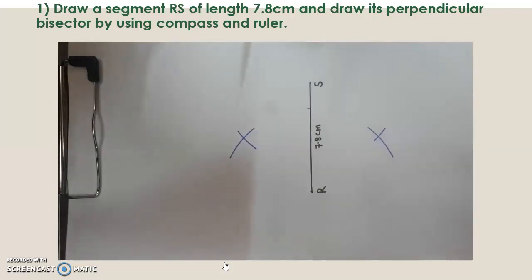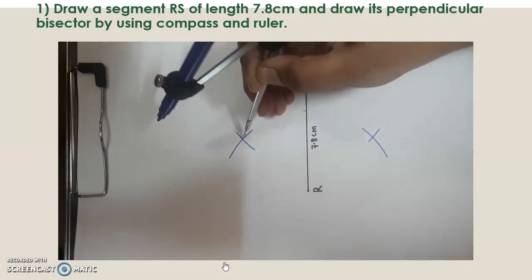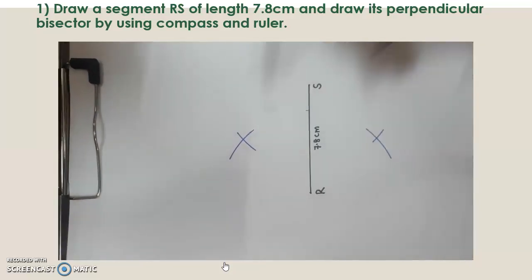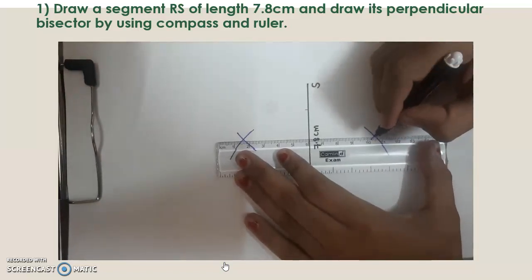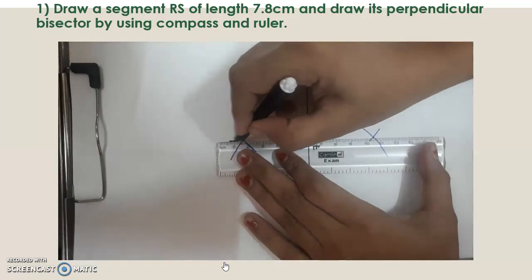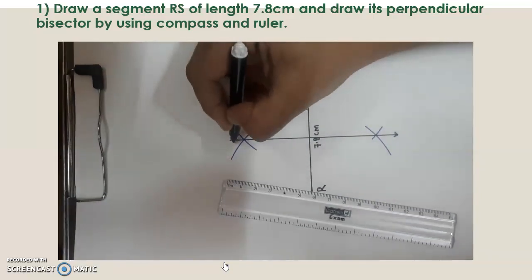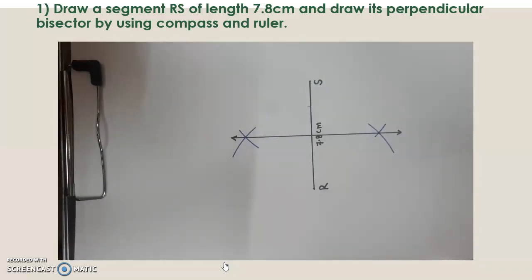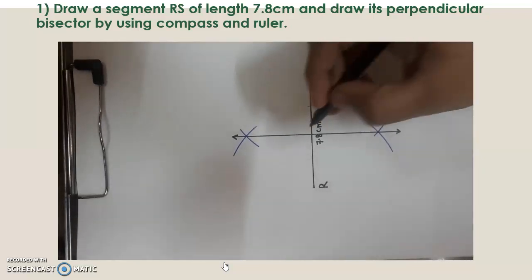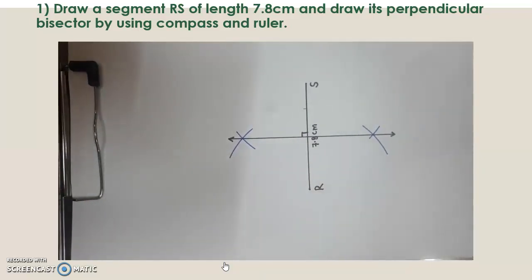Now we have got two arcs. We have to see the points where both the arcs are intersecting each other, and now these two points we have to join by using a scale. After drawing, as it's a line, you have to put arrows on both sides. Now as this line is a perpendicular line, you have to draw a perpendicular symbol on it.